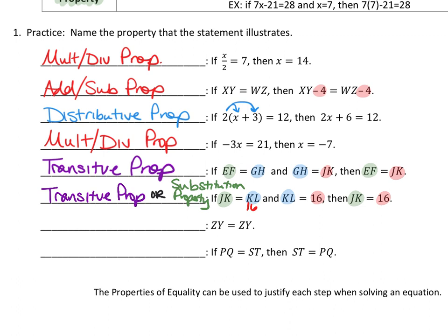Second to last one, it says ZY equal to ZY. Why are we allowed to say that? The reflexive one, yes, so the reflexive. Seems like such a silly property, but it is a property of numbers that they are equal to themselves, or segments are equal to themselves. Okay? The last one says, if PQ equal to ST, then ST equal to PQ. What's that one called? Symmetric. So that's the one where we can write equations in either order. That is the symmetric property.